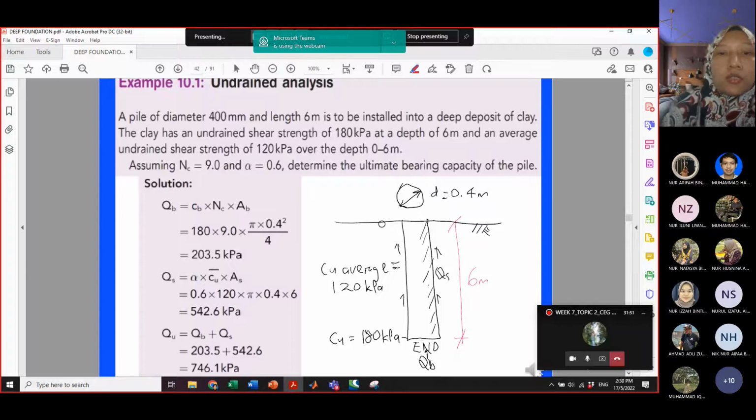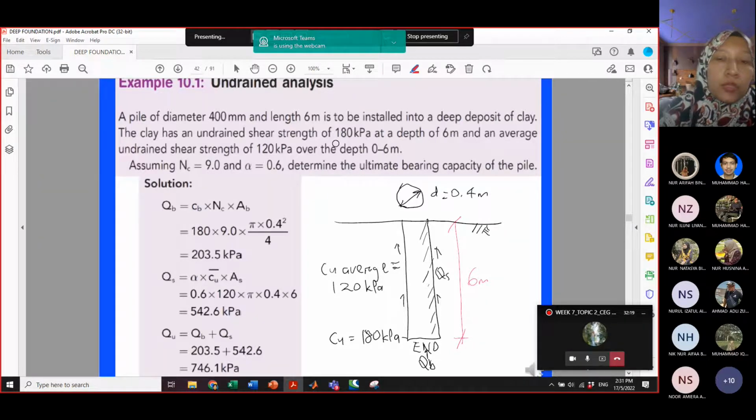Okay, I just give you one example each for pile in clay and pile in sand. This is one example where we have a pile diameter of 400 millimeter and the length of pile is 6 meter to be installed into a deep deposit of clay. All this information is very important for you to understand what exactly the method we are going to use, especially in the particular soil. Okay, the clay has an undrained shear strength of 180 kPa at the depth of 6 meter.